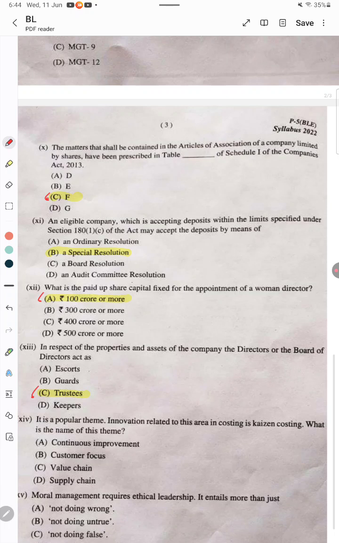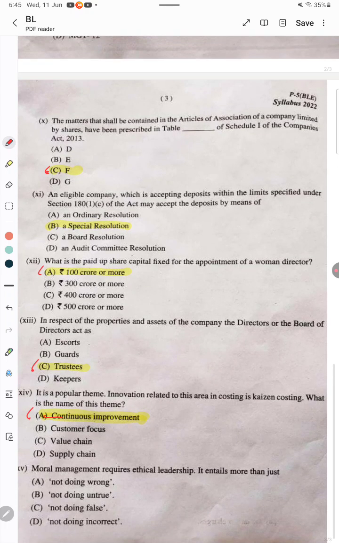And then: in a popular theme, the innovation related to this area in casting is Kaizen casting. What is the name of this theme? Actually, there is an important famous theme. Its name is continuous improvement. Continuous improvement is the correct answer. Innovation related to the area is called Kaizen casting. Please make note of it. Continuous improvement is the correct answer.